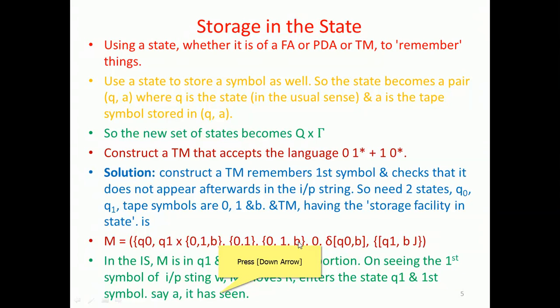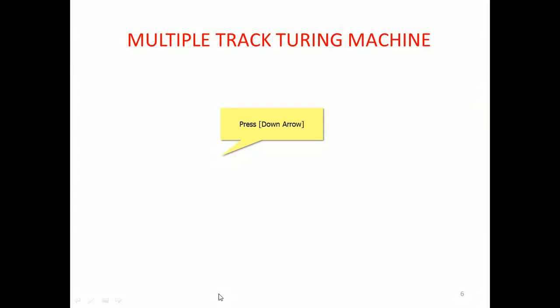Enters the state Q1 and the first symbol, say A, it has seen. So the symbol A it has seen, that is represented as storage in the state. The other, third possibility is a multiple track Turing machine, which helps to construct the Turing machine.